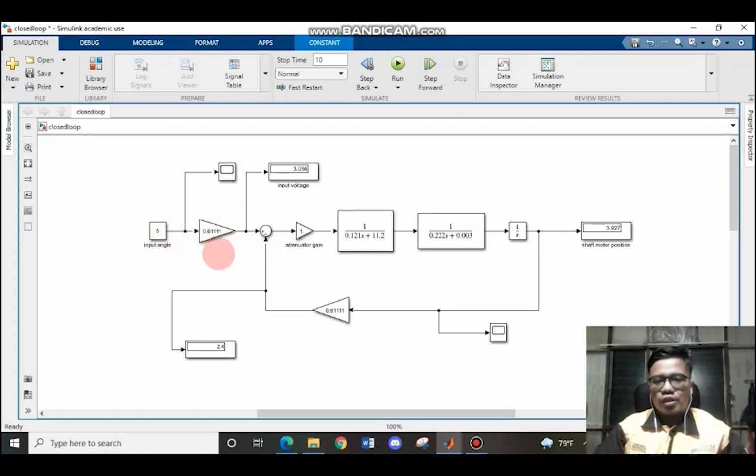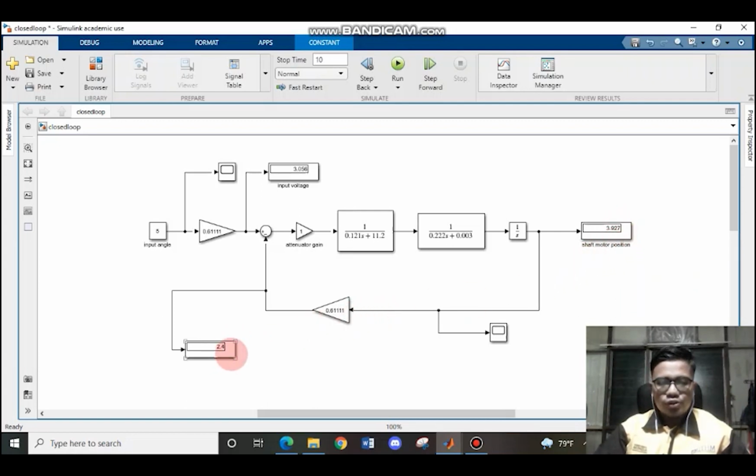For the next activity, here is the input angle of 5, and for the given parameter we have to set 5, 150 and 360 input angle in clockwise and anti-clockwise. Firstly, I use input angle of 5 and alternator gain is 1. After I run this simulation, I get the input voltage 3.056 and the shaft motor position 3.927.